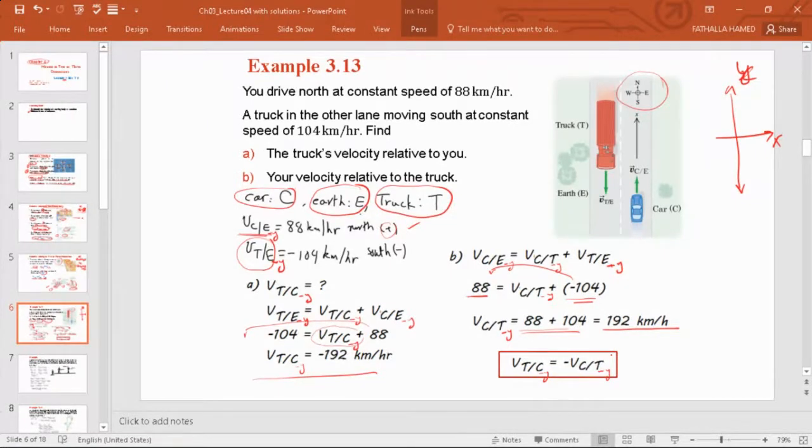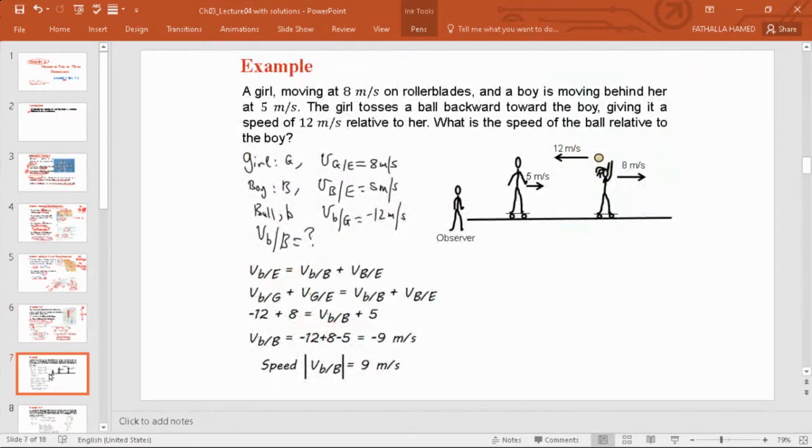So you can say that we substituted E for A from the previous example that we dealt with. Is this clear? Now, let's apply this to a little bit more challenging problem. A girl is moving at 8 meters per second on roller skates, and a boy is moving behind her at 5 meters per second. The girl tosses a ball backward toward the boy, giving it a speed of 12 meters per second relative to her. What is the speed of the ball relative to the boy?